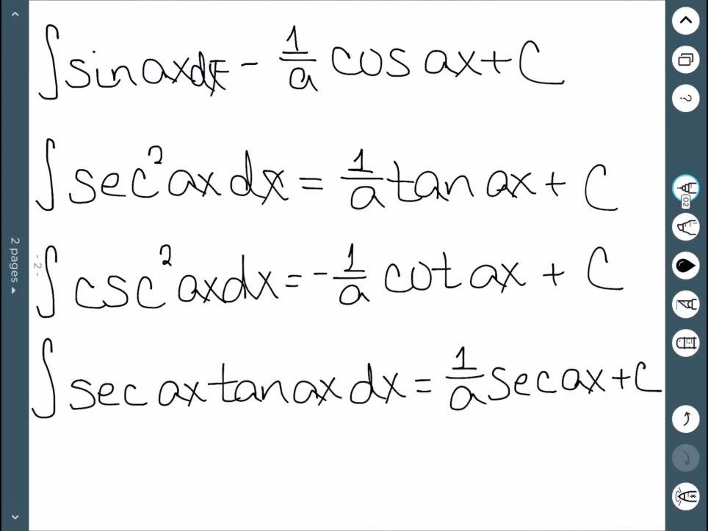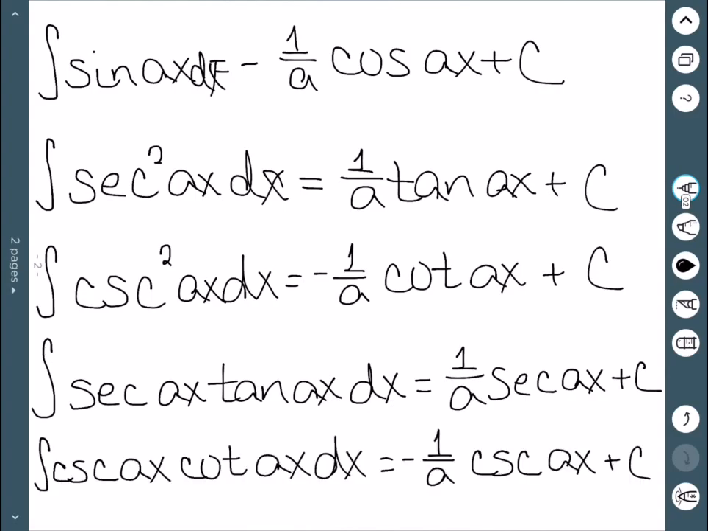The next one, the integral of secant ax tangent ax dx is 1 over a secant ax plus c. Because we know that the derivative of secant is secant tangent, then the integral of secant tangent would be secant. On the other side of that, the integral of cosecant ax cotangent ax dx is -1 over a cosecant ax plus c. So these are all of our integrals of trig functions that we should know.